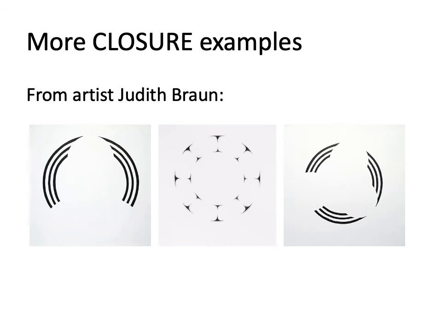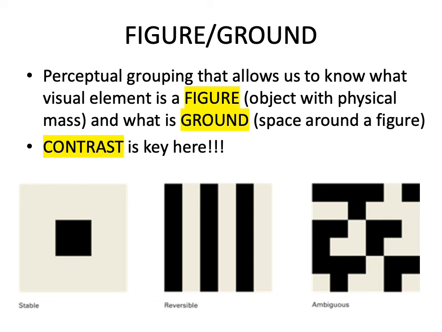All right, a couple last ones. Figure ground, right? This perceptual grouping that allows us to know what is an object with a physical mass, otherwise known as a figure. So think of a rock or a person or a tree. And then what is ground, which is all the space that exists around a figure. Contrast, you have to have contrast. Big difference, or even if it's small, you can still see that figure-ground relationship, but you have to have contrast.